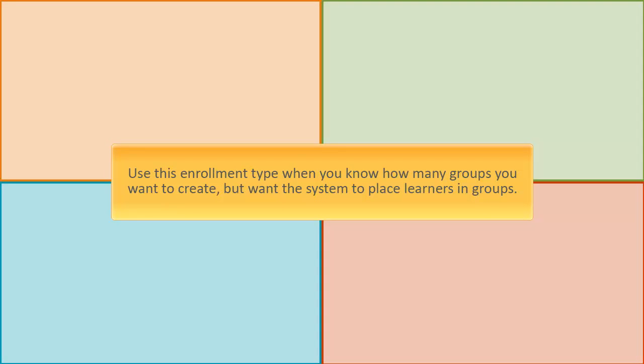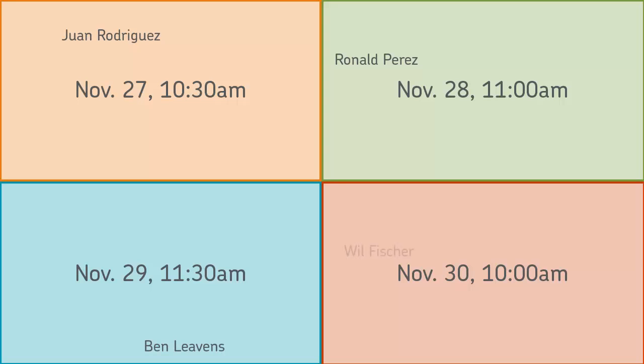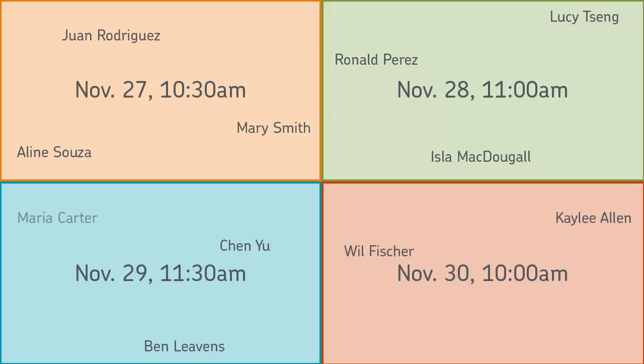Use this enrollment type when you know how many groups you want to create, but want the system to place learners in groups. For example, your class is taking a trip to the campus observatory. The observatory has 4 days that it can give demonstrations. You use the Number of Groups enrollment type to randomly divide the learners into groups.